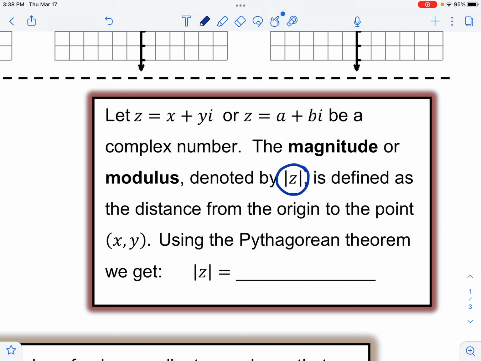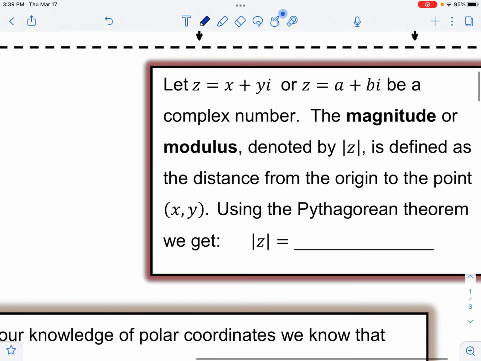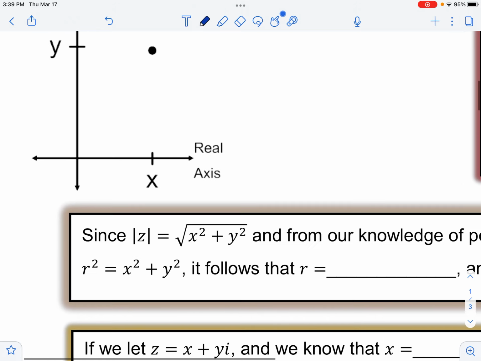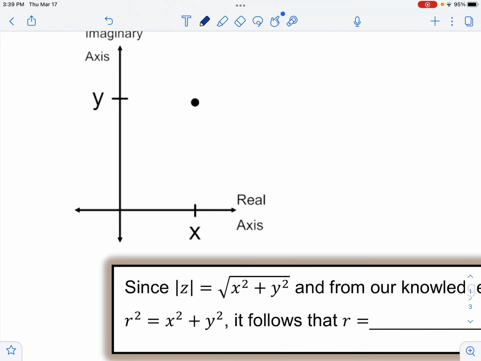So the magnitude is defined as the distance from the origin to a point x, y. This should sound familiar because this is the same definition that we used in vectors, right? It was the distance from a point to the origin. So it says using the Pythagorean theorem, we can get the magnitude. So I went ahead and graphed the real axis and the imaginary axis. I'm going to say that my point is x plus yi. So I went right x and up y, and I got this point. Now, if we connect that point to the origin, this is our magnitude.